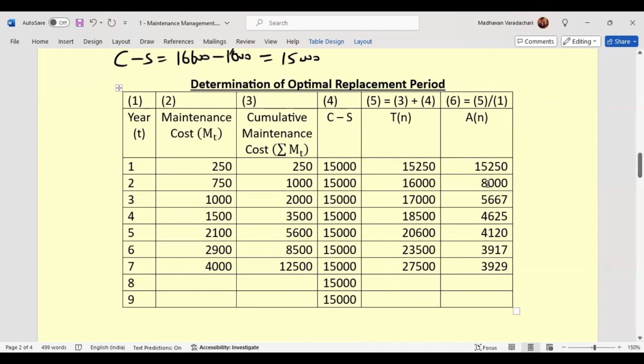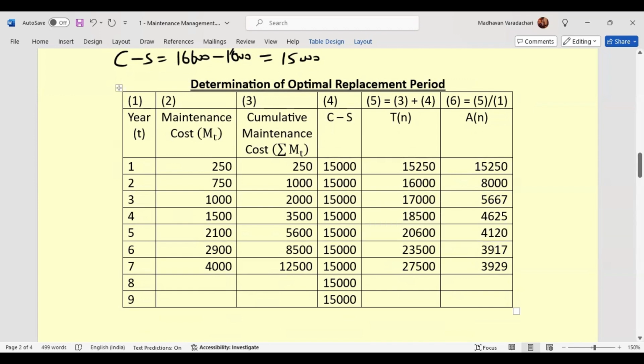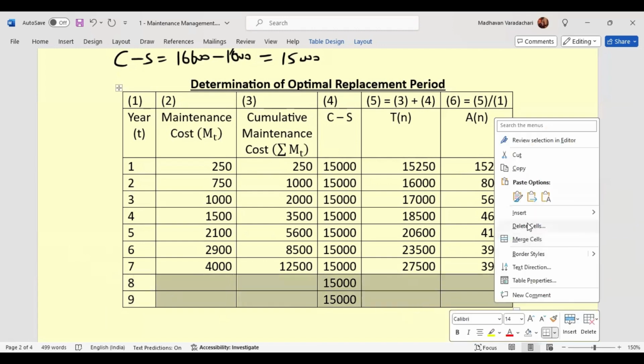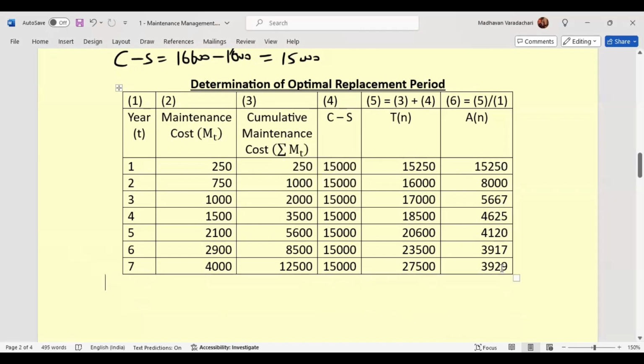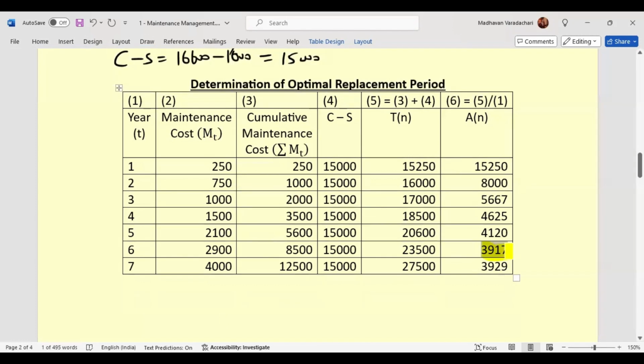See here, till 3,917 the costs keep on decreasing. 15,000 has become 8,000. Then it has come down to 5,667, 4,625, 4,125, 3,917. But now there is an increase. So I need not do further; we can stop here. So the ideal period is this. I will conclude that at the end of the 6th year, the machine will be replaced.